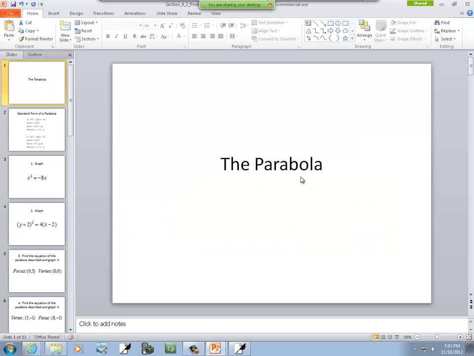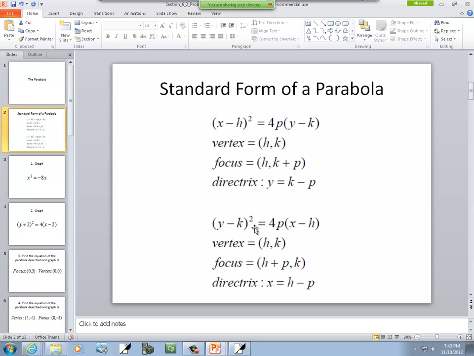Let's take a look at the parabola. Now these are the formulas we're going to be using, and I'll flip back and forth to this slide here because we'll use this a lot of times. These are our different standard forms. We've got two different forms.